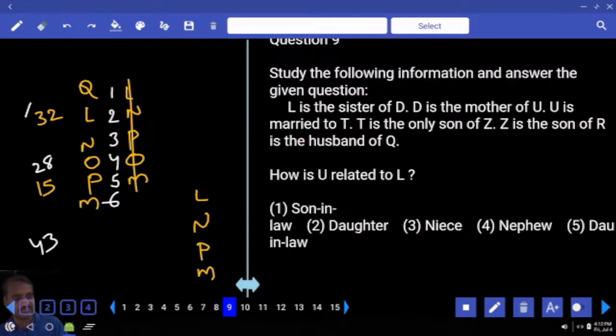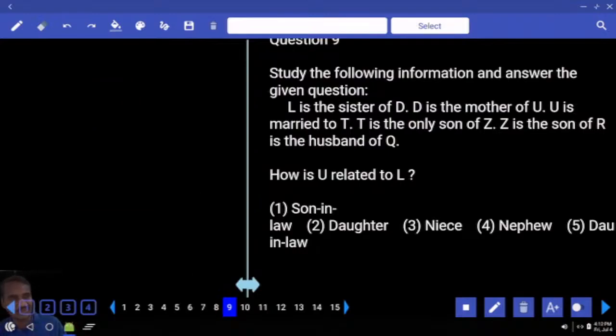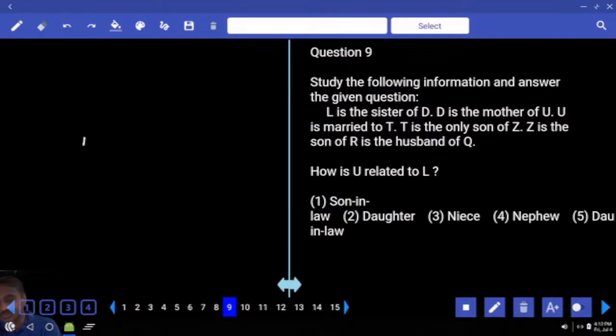Now question number 9 is based on blood relations. What is the information we have? L is the sister of D, and D is the mother of U. U is married to T. U and T are a married couple.